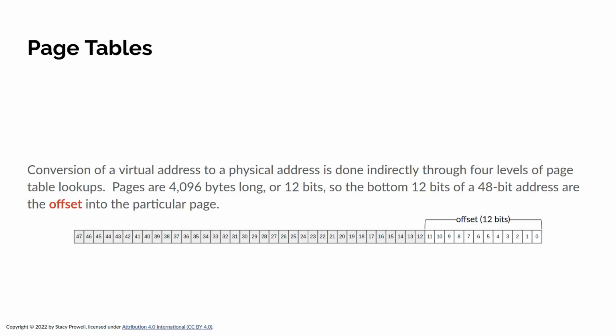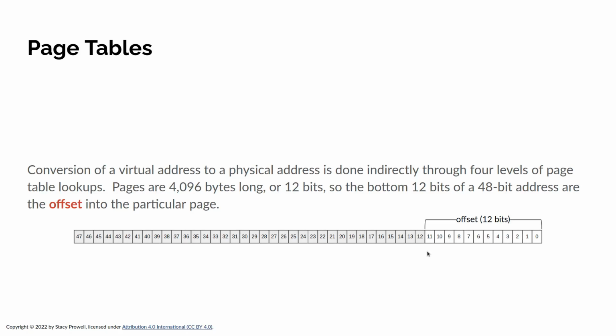Page tables. What's a page table? So we've got a virtual address that's made up of 48 bits. So there's our virtual address, 48 bits, 0 up to 47. And we're going to access it indirectly through 4 levels of page table lookups. Pages are 4K. 4K is 12 bits, right? So 2 to the 10th is 1024. 2 to the 2nd is 4, so that's 4 times 1024 or 4096. So 12 bits, 4096 bytes.